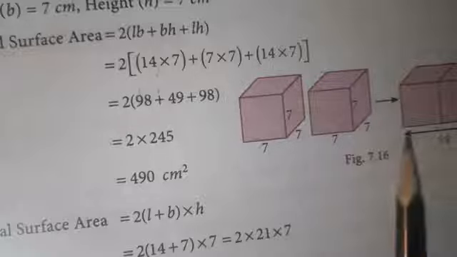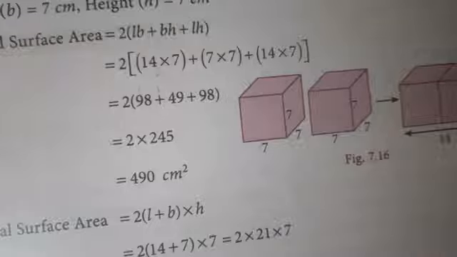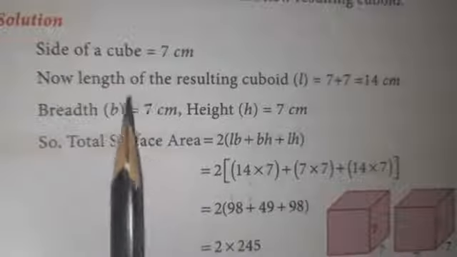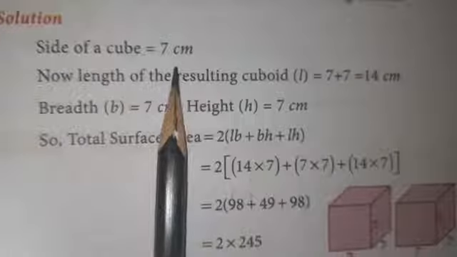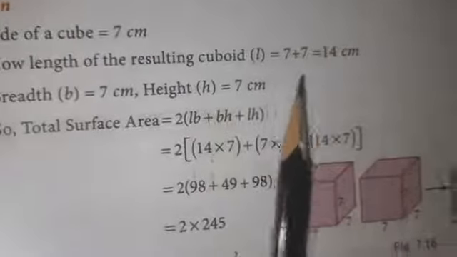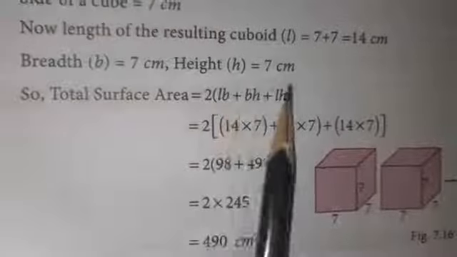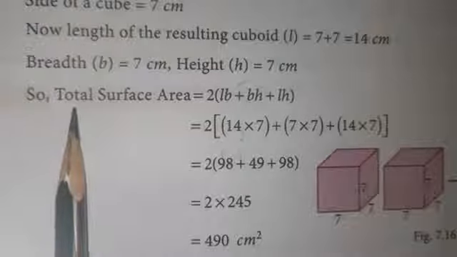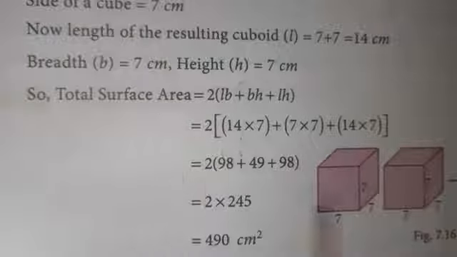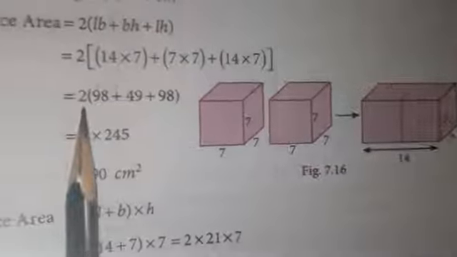If 2 cubes are joined, the length will be 14, since 7 plus 7 is 14. The breadth value is as it is, 7, and the height value is 7. Now I explain: the two cubes are joined, so the length is 7 plus 7, which is 14 centimeter. The breadth value is 7 and the H value is 7. Next, we find the total surface area of a cuboid, because when two cubes join, you get a cuboid shape. So we should find that for the cuboid.